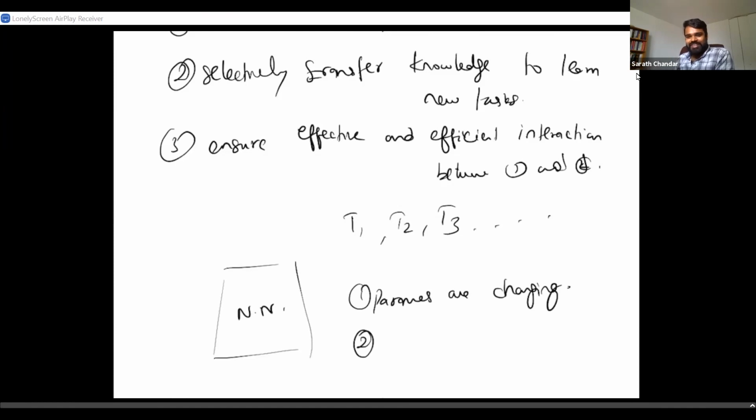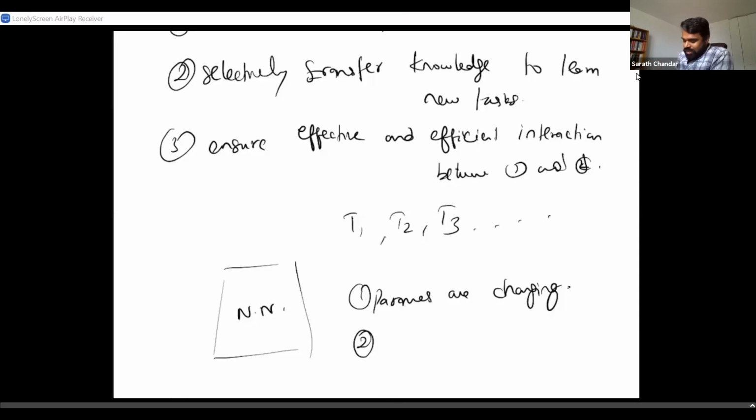Well, I have put a 2 here, so there has to be a second reason. Now, think about the capacity of this neural network. Not enough memory, right?